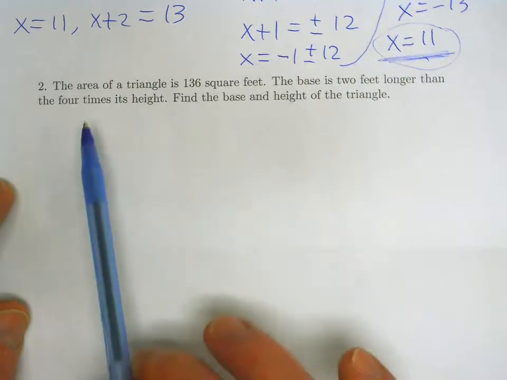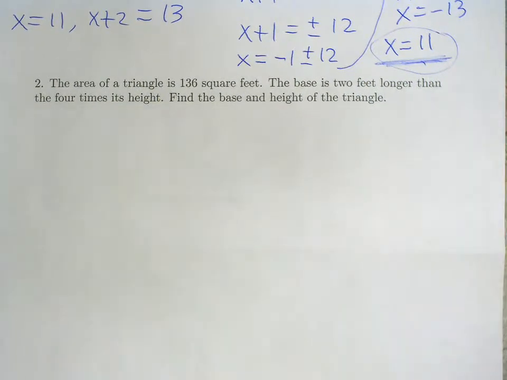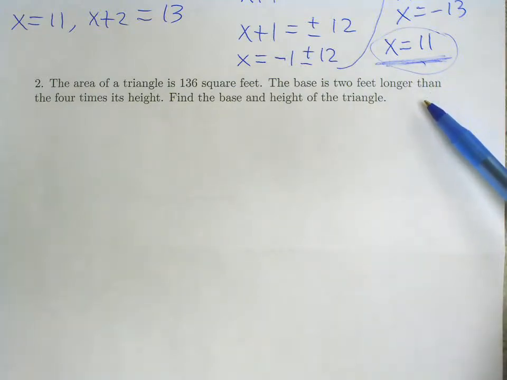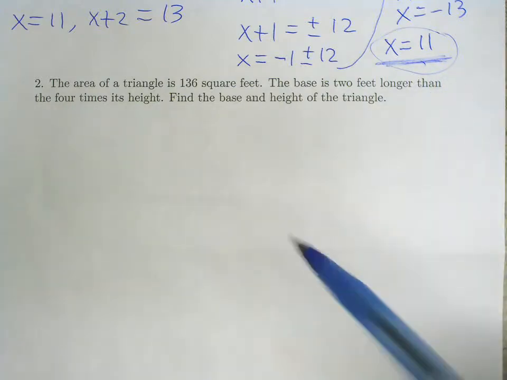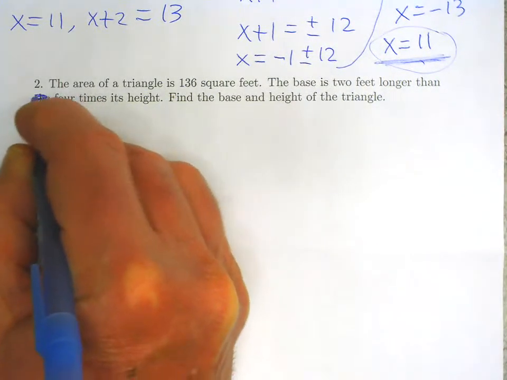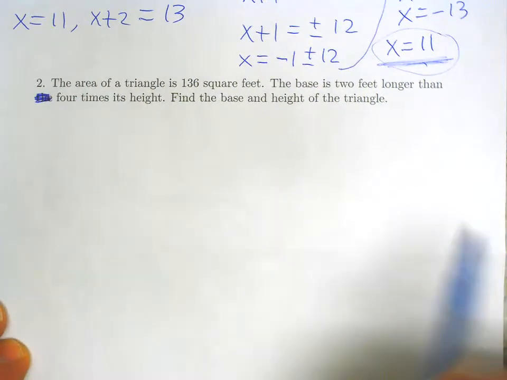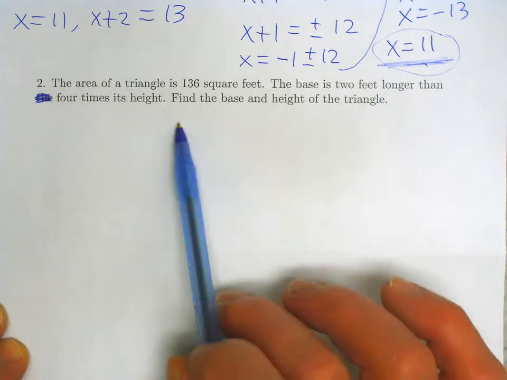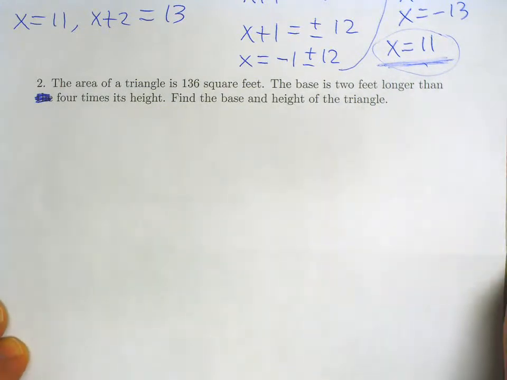This one says the area of a triangle is 136 square feet. The base is 2 feet longer than 4 times its height. So this word "the" shouldn't be there. So the base is 2 feet longer than 4 times its height. Find the base and the height of the triangle.